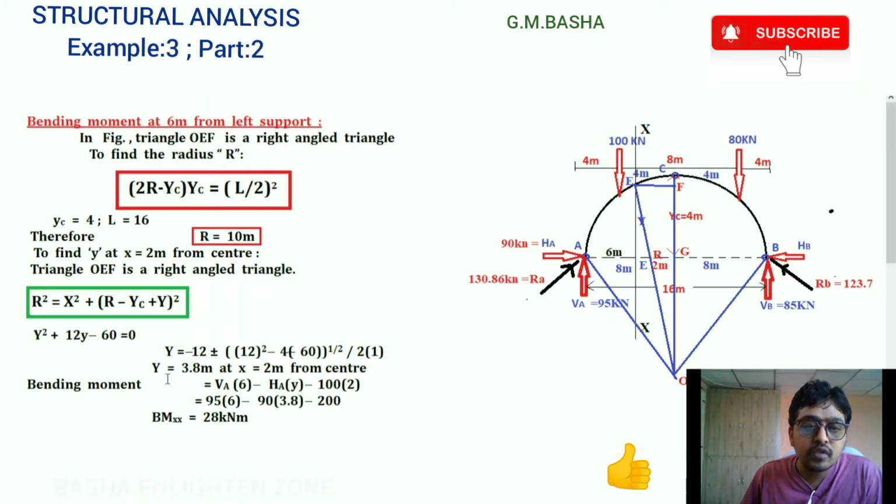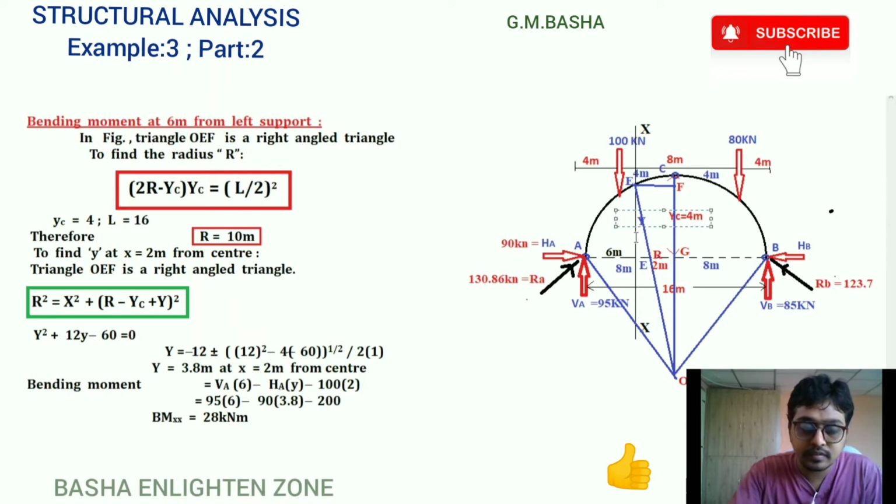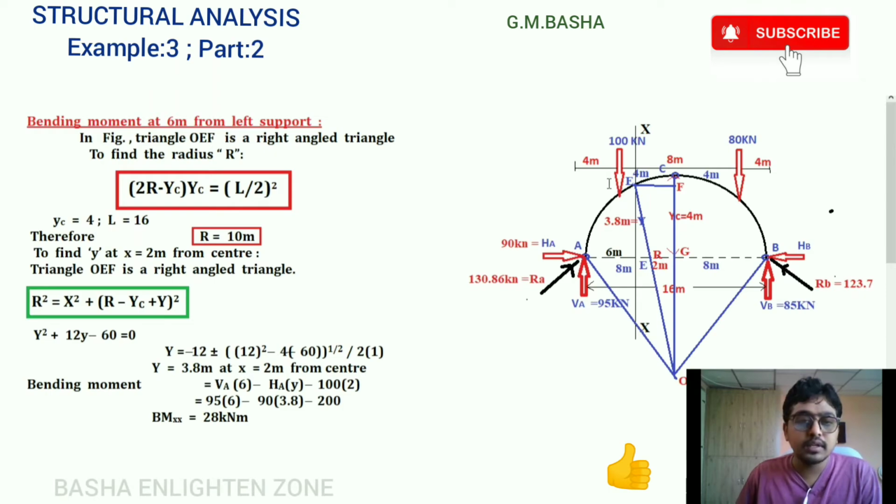Then you will get this y value equal to 3.8 meters at x equal to 2 meters from the center. So the intermediate rise, this y value, from E to E. Sorry, that one will be 3.8 meters, not 2 meters. This y value from E to E will be equal to 3.8 meters.